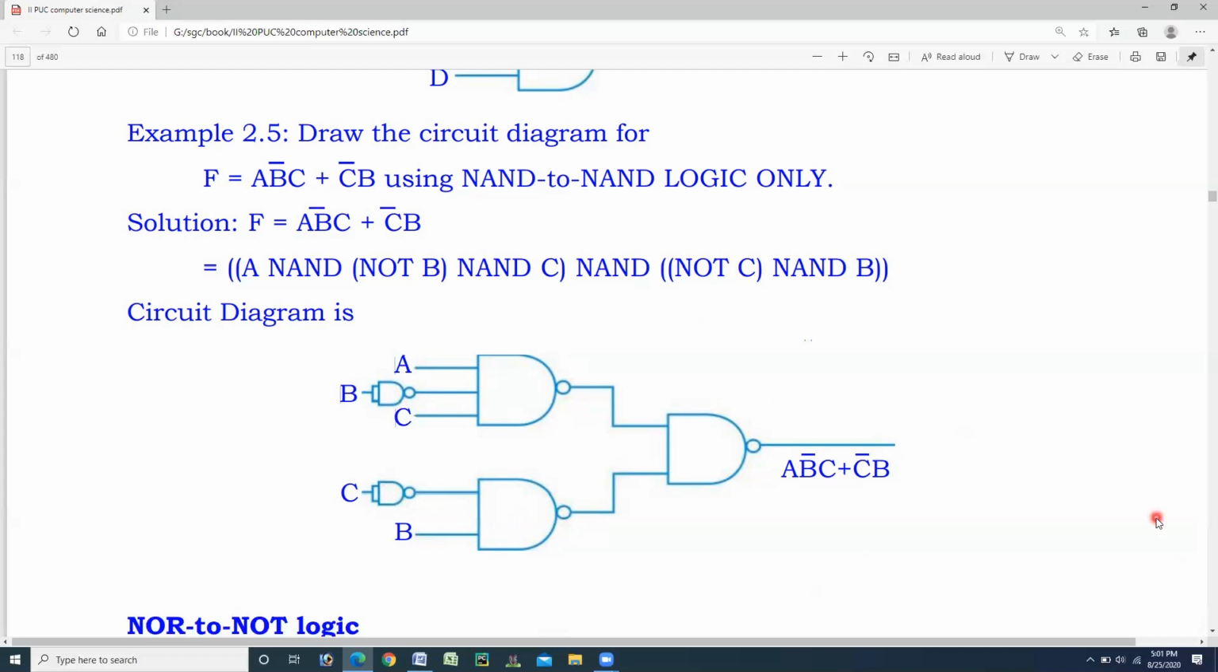So this is all about the NAND gates. In this, what we have studied is, we have realized that a NAND gate works like NOT and OR gates.